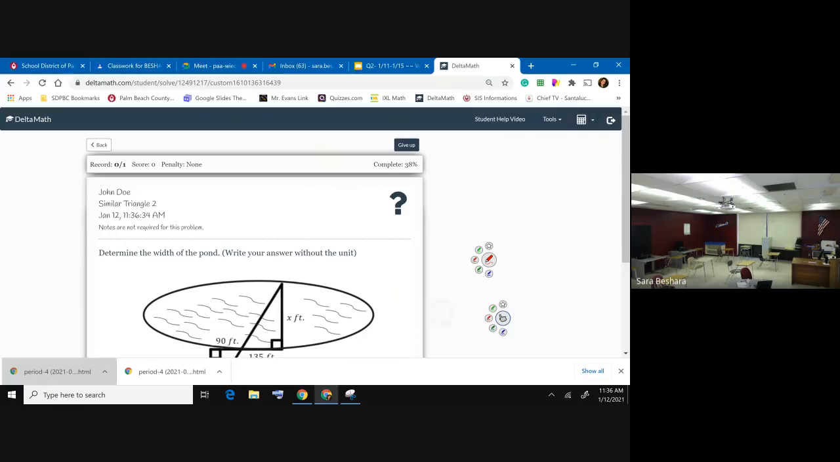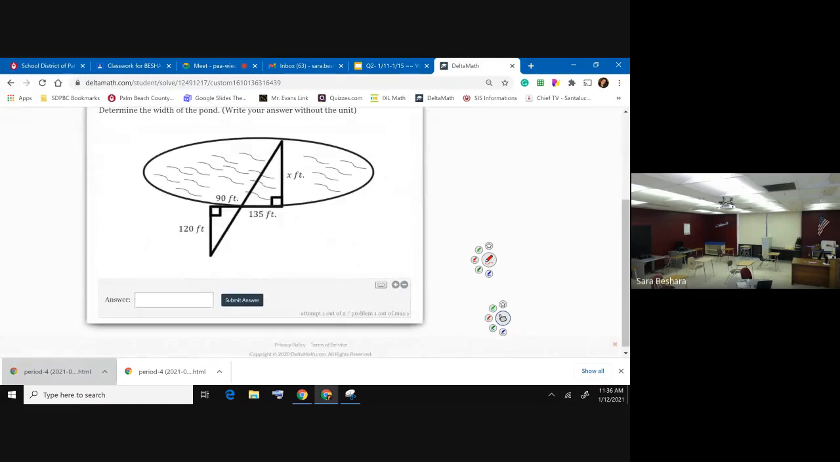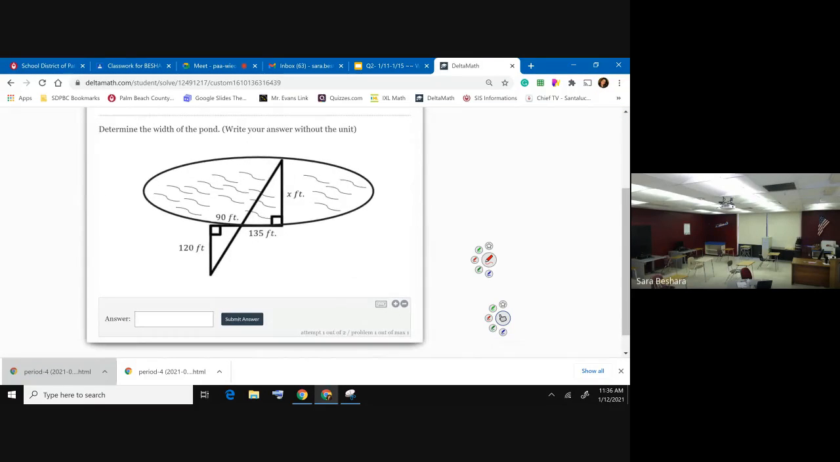Okay, determine the width of the pond. So the width of the pond, the X is right here. This is similar triangles. You're only writing your answer without units. Just make sure you are setting the proportion correctly. This is a proportional question.